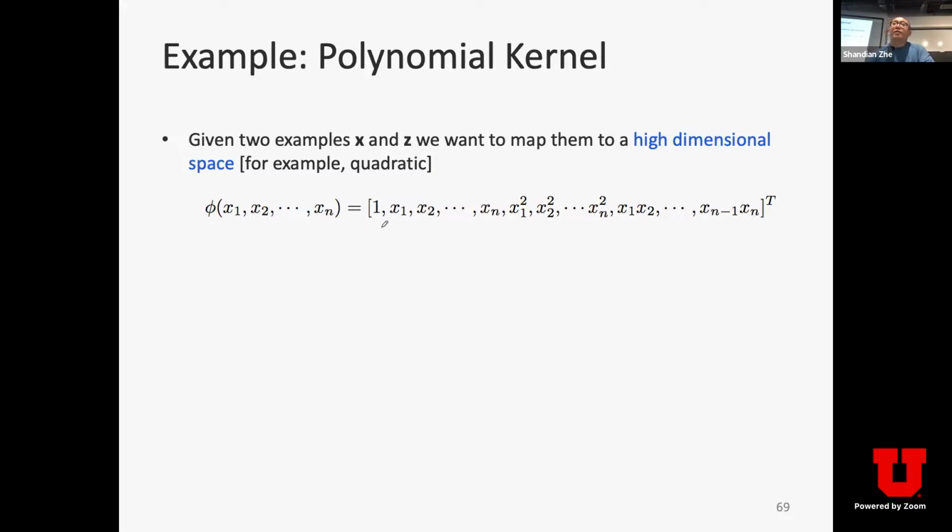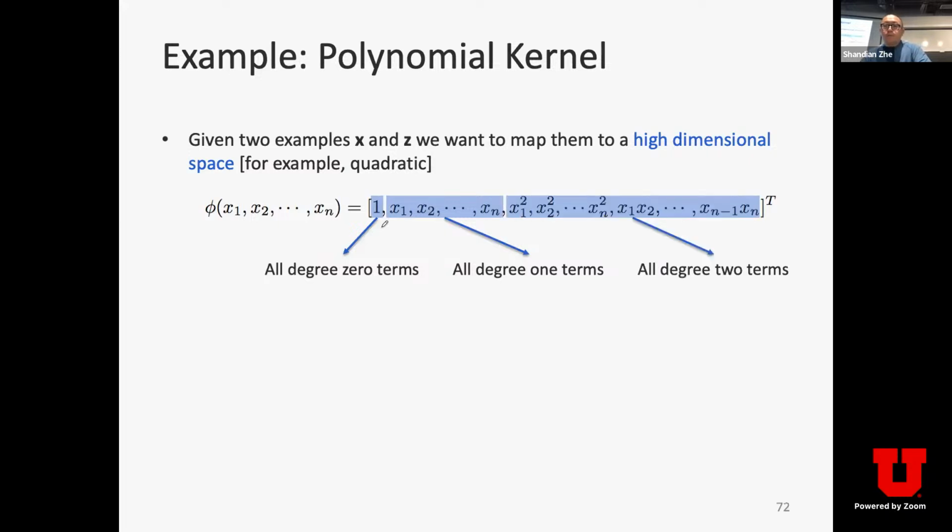It just lists the zeroth order polynomial, which is simply 1, and then the first order polynomial, x1 to xn. Then the second order polynomial, which is the squares x1 squared to xn squared, and also all the cross products between those features. So our mapped feature vector contains all degree 0 terms, all degree 1 terms, and all degree 2 terms.